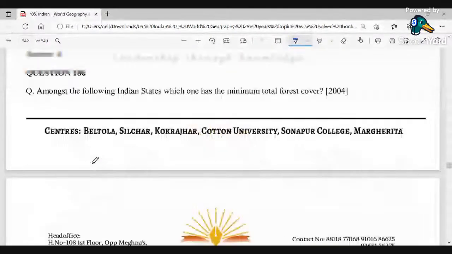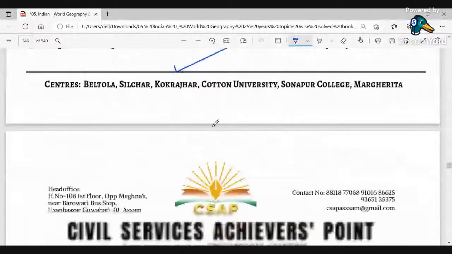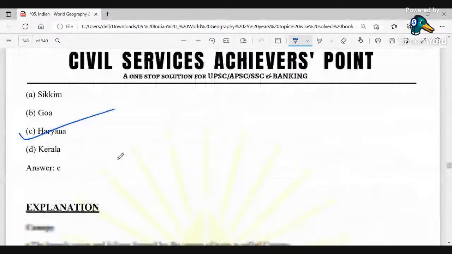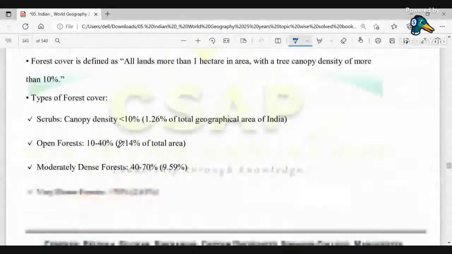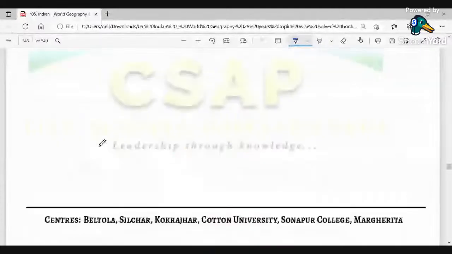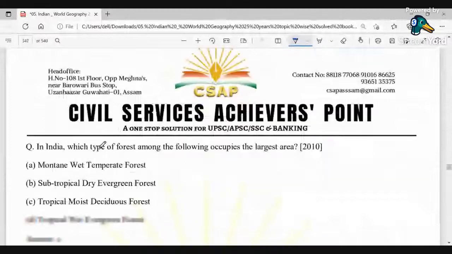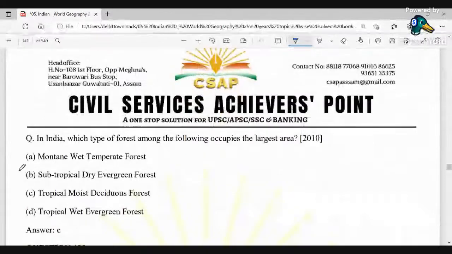Here, amongst the following Indian states, which one has the minimum total forest cover? It is basically C, that is Haryana. Okay. So in India, which one type of forest amongst the following occupies the largest area? It is tropical moist deciduous.